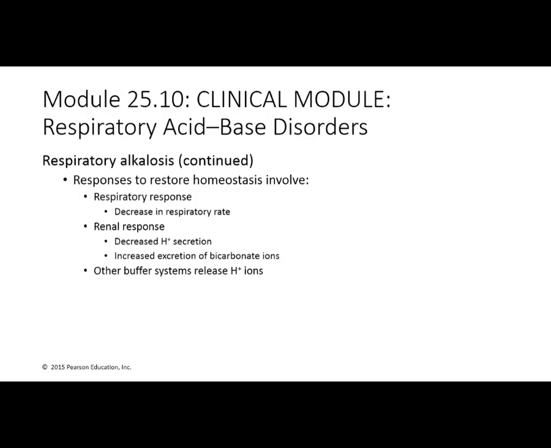So what would the lungs try to do, right? What do you want to try to do? In a respiratory alkalosis situation, you want to try to decrease their respiratory rate. The kidneys would also decrease the amount of acid that is being secreted. It would increase their secretion of bicarb. Remember, that's always opposite. Okay? Those are always opposite, the hydrogen and the bicarb.